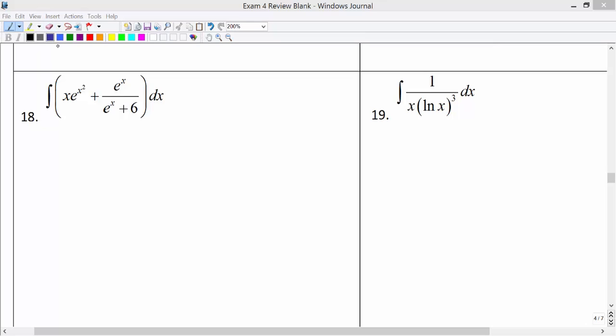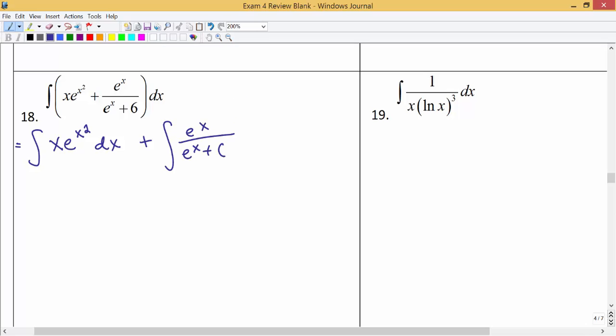Number 18 is a pretty interesting problem, and it looks pretty complicated. One of the first things that we're going to do to simplify this is separate this into two different integrals. Since we have two different terms, we know that we can integrate each of those terms separately. So we're going to integrate, first of all, x times e to the x squared power with respect to x, plus, then we'll integrate this part separately, so e to the x divided by e to the x plus 6 dx. So we're going to integrate each one separately.